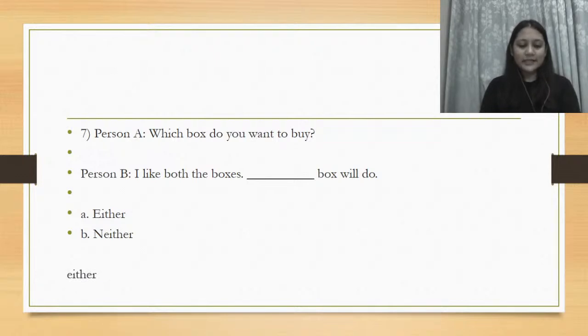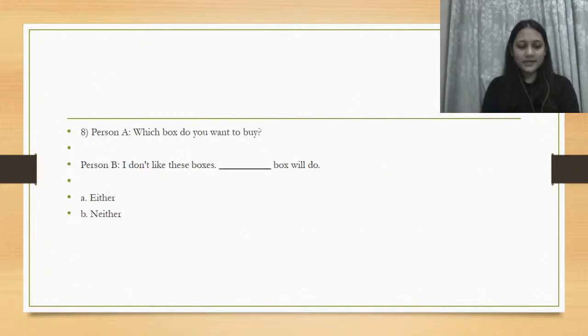I have an inclination towards both the boxes, so I can pick any of it. Either this or that. I am cool with it. Okay? Person A, which box do you want to buy? Person B says, I don't like those boxes. Dash box will do. Person A asks which one of the boxes, and he says, I didn't like any of those boxes. So the answer is going to be neither. I did not like this, I did not like that, so I am definitely not going to pick any of it.